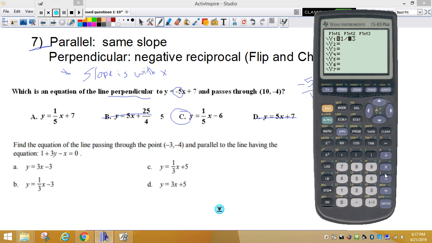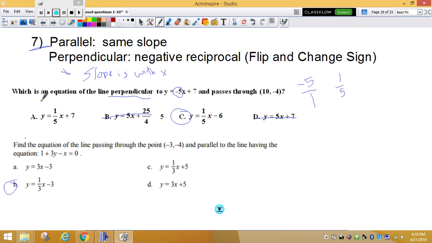Let's try B. B says 1/3 x plus 5. Second graph. This goes through negative 3, positive 4. So that's not right. I want negative 3, negative 4. Let's try 1/3 x minus 3. Second graph. And there is my answer. It does go through negative 3, negative 4. So B would be my answer for this one.